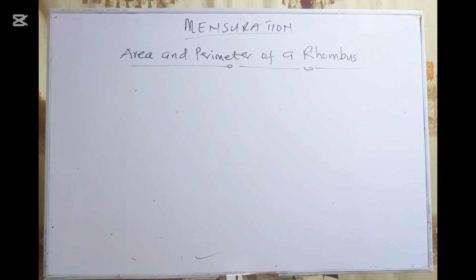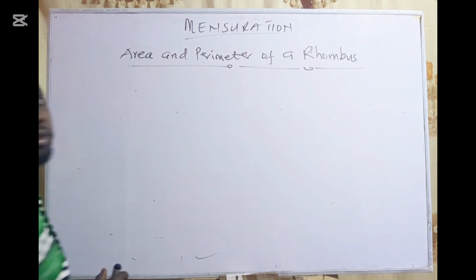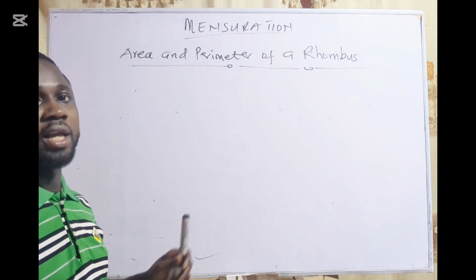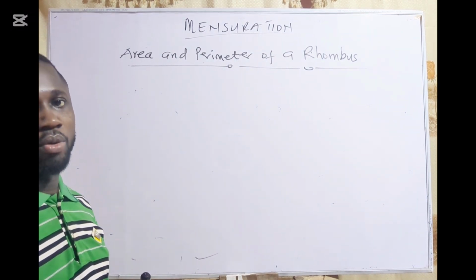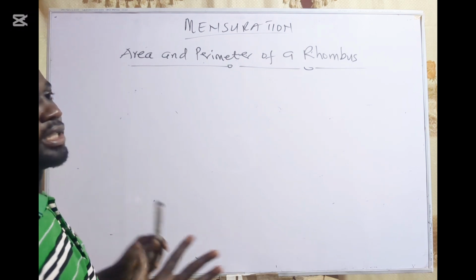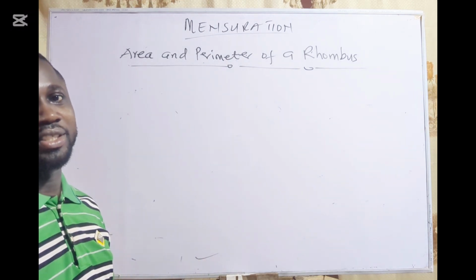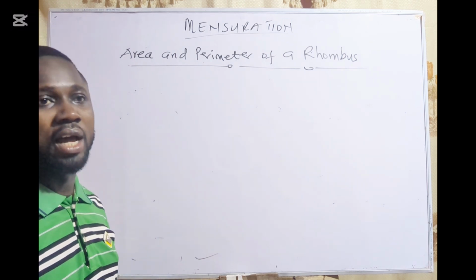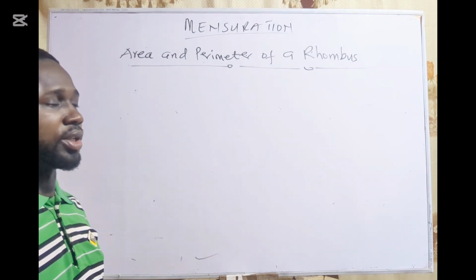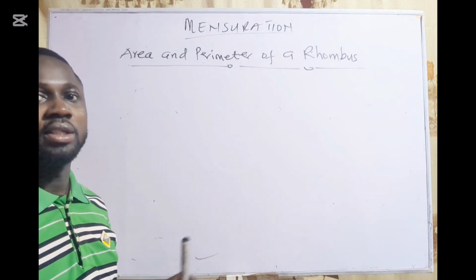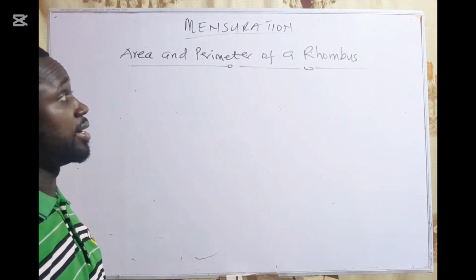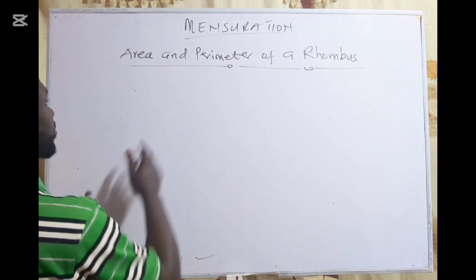What is a rhombus? A rhombus is a four-sided figure, meaning it's a quadrilateral, where all the sides are equal. However, each interior angle is not 90 degrees, unlike a square. The opposite angles are the same. So let's look at the properties of a rhombus and how we can find the area and the perimeter.